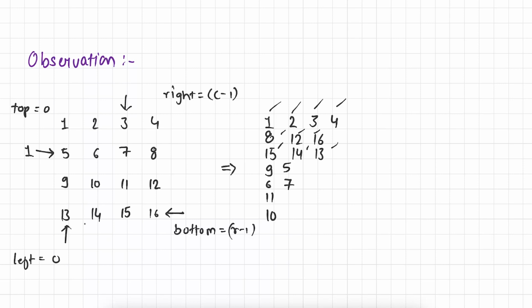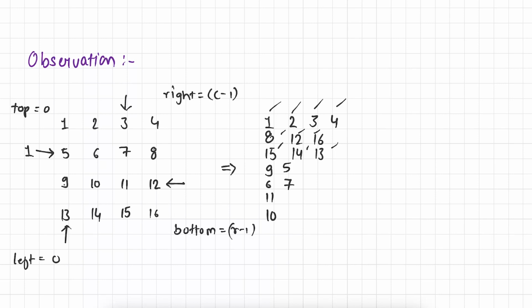And similarly, after printing all the elements of the bottom row, we never wish to visit this row again in the future. So what we do? We simply move the bottom pointer up. So 3 things are done: top row is done, rightmost column is done and bottom row is done.